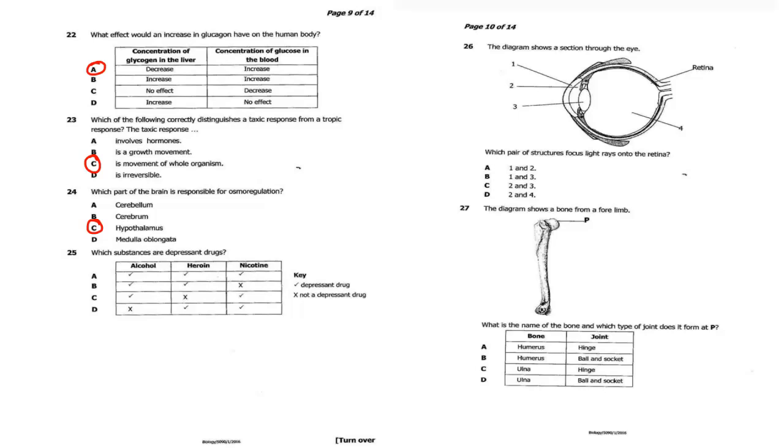Which substances are depressants? Alcohol is a depressant, nicotine is not, so alcohol and heroin. So the answer is B. Okay.